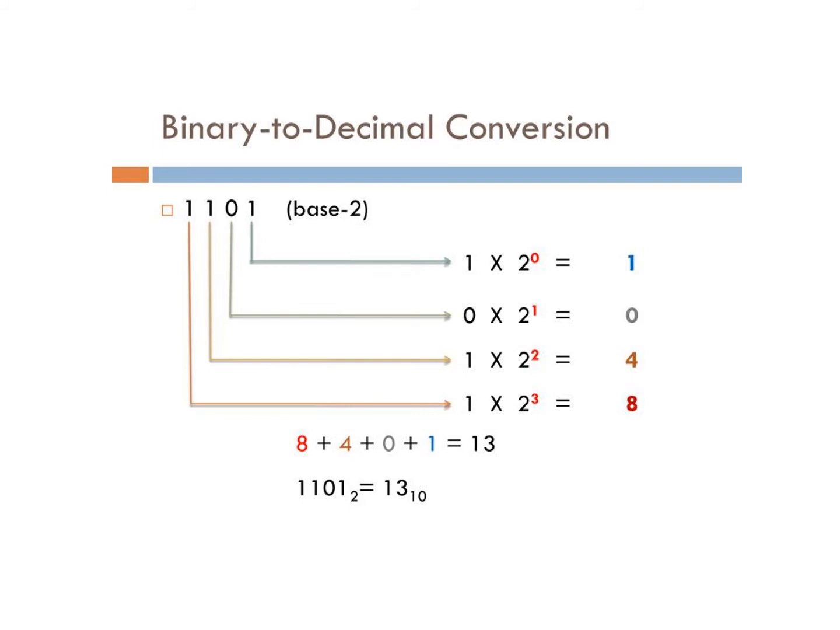Then the next bit is 1 multiplied by 2 raised to power 2, which equals 4. The next bit is 1, which is multiplied by 2 raised to power 3, incremented by 1 from the previous base power, and that equals 8. Then we sum up all these values which we find after multiplying by the base powers: 8 plus 4 plus 0 plus 1 equals 13, which is the equivalent decimal number.